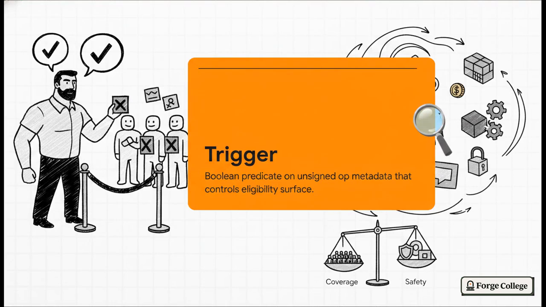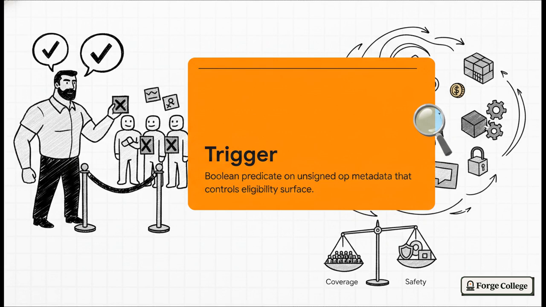Let's zoom in on the trigger. I actually really like to think of the trigger as the bouncer at a club door. Behind the scenes, it evaluates the unsigned operation metadata and just returns a simple Boolean, true or false. Are you on the VIP sender allow list? Are you just doing a simple token transfer? Or are you trying to sneak a massive contract deployment past the velvet rope?